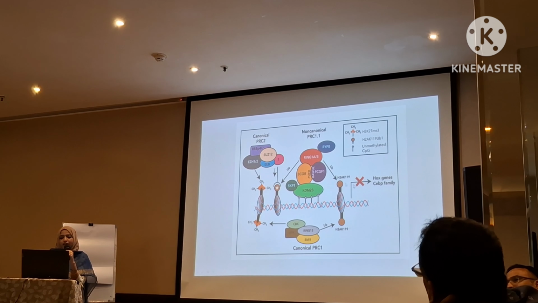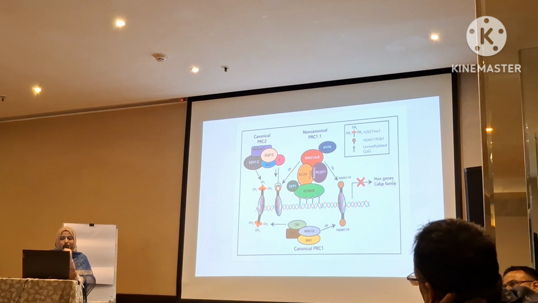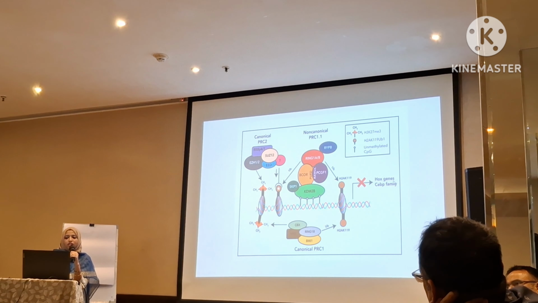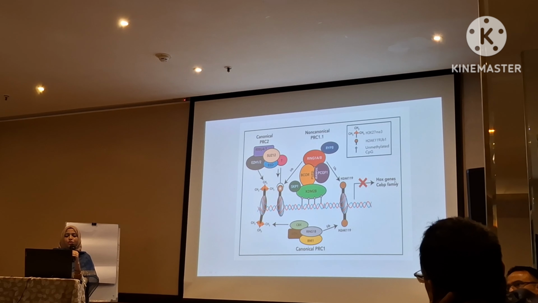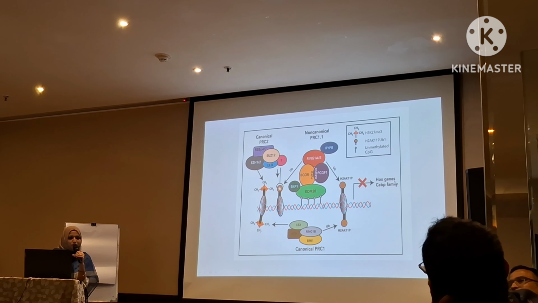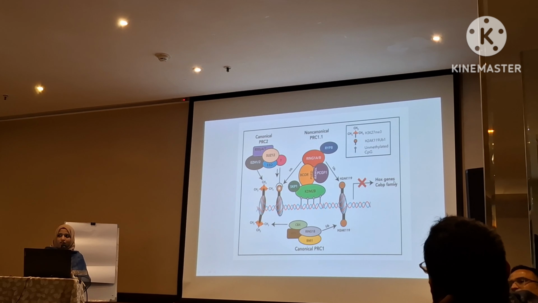So BCOR is a negative regulator of Hox genes and the SEPA family. You might know that Hox genes are important for myeloid differentiation. So BCOR regulates myeloid differentiation and proliferation. This is the normal function of BCOR.